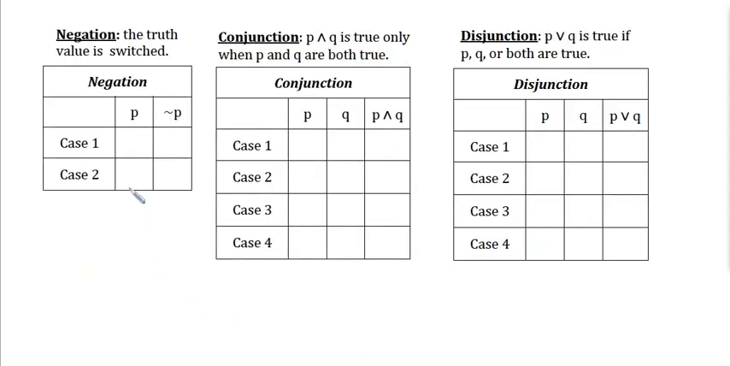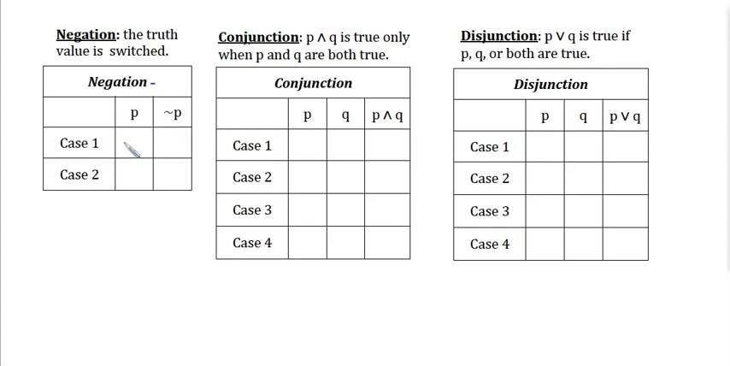All right, next, we're going to talk about how these simple items function in a truth table. So we have a negation, a conjunction, and a disjunction. So for the negation, the truth value is switched. So for a negation to happen, you only need to have one statement. So like we have P and then you have negation P. So the negation applies to just the one statement.